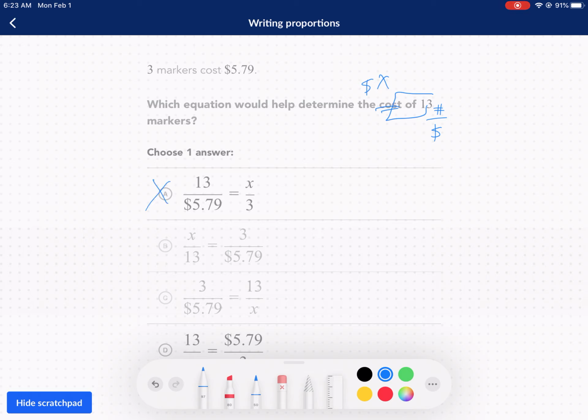A is out because we have costs diagonally from each other. Again, costs are diagonal from each other. That's no good. Okay, this time we finally have cost in the bottom, both on the left and right side. And then we have the unknown cost paired up with the 13, what is this, markers this time? So it looks like C is going to be our option here.